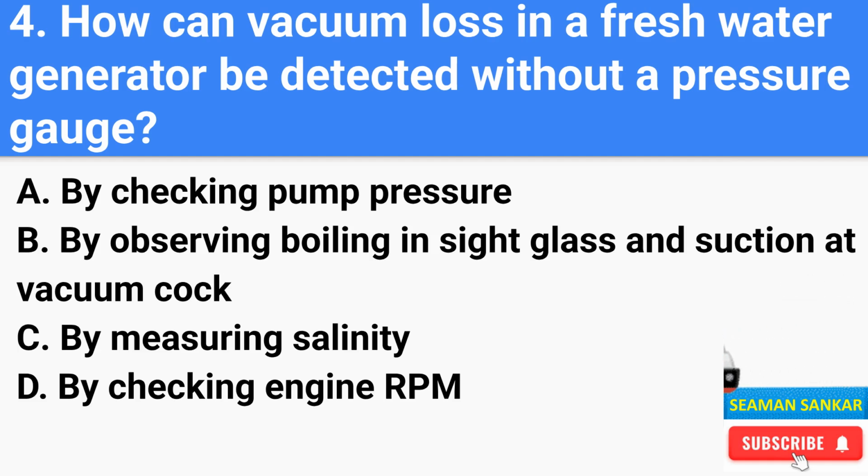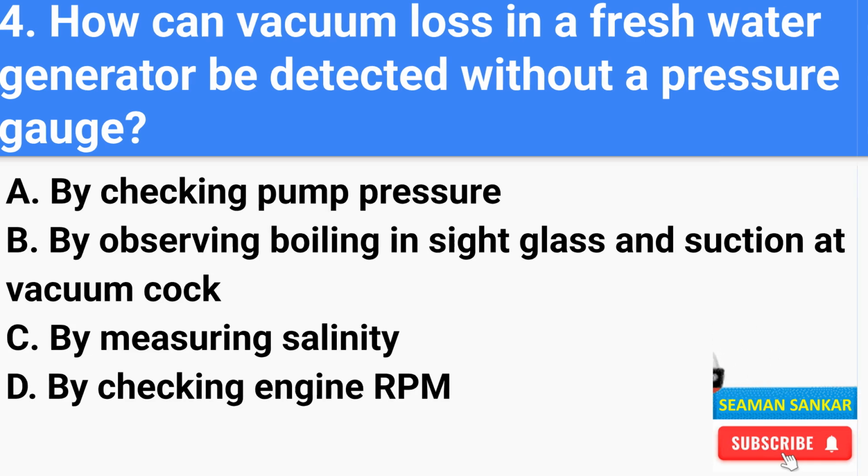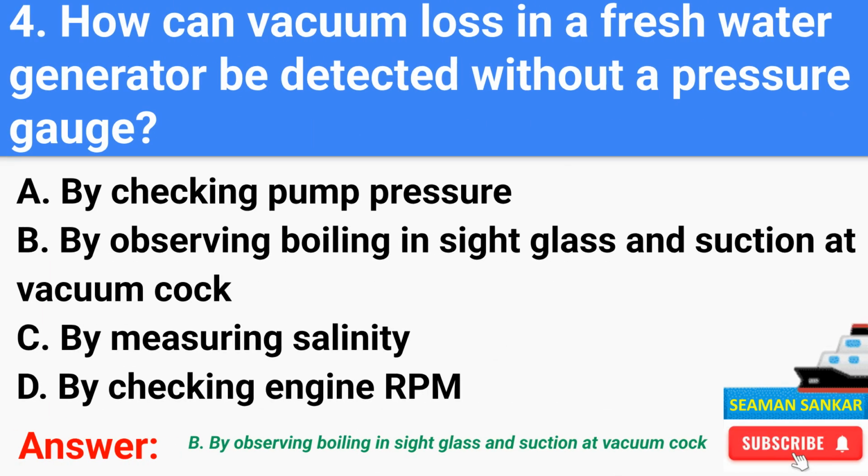Question 4. How can vacuum loss in a freshwater generator be detected without a pressure gauge? A. By checking pump pressure. B. By observing boiling in sight glass and suction at vacuum cock. C. By measuring salinity. D. By checking engine RPM. The answer is B. By observing boiling in sight glass and suction at vacuum cock.